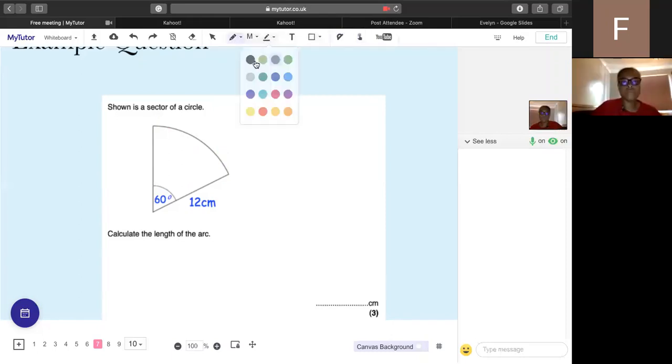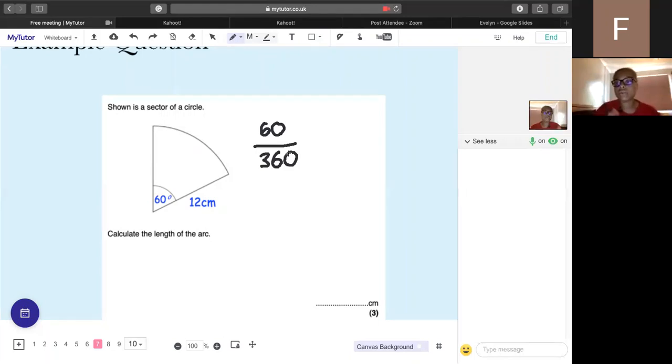So to do this, we need to take the angle that they've given us, the angle of the sector, so 60 degrees, and we're going to divide it by 360 degrees. So that's the total angle around a point. That's the reason why we're using 360 instead of any other angle. And then we're going to multiply it by the circumference of the entire circle. Now remember, circumference equals 2 pi r. So all we want to do is multiply it with 2, multiply it with pi, and multiply it with our radius, which is 12.